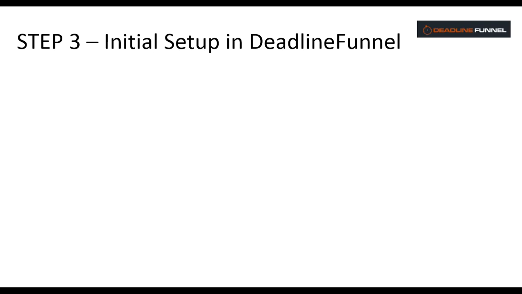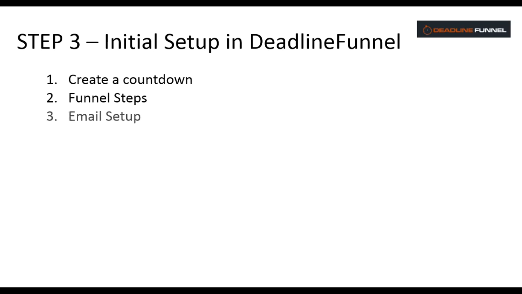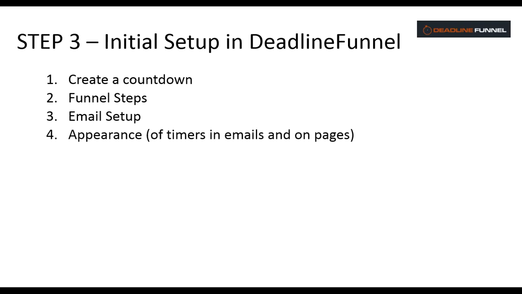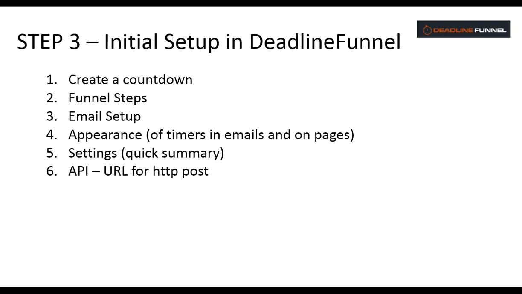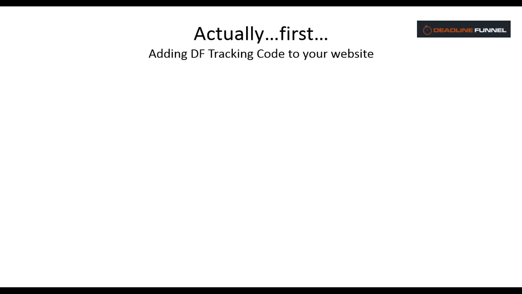So the first step that we're going to go through here is how to create a countdown. And then we're going to walk through a couple of the funnel steps and look at email setup and appearance, what the timers will look like in emails and on pages, and settings, some quick summary of some fairly detailed settings that they have in there, and we're going to talk about the API.